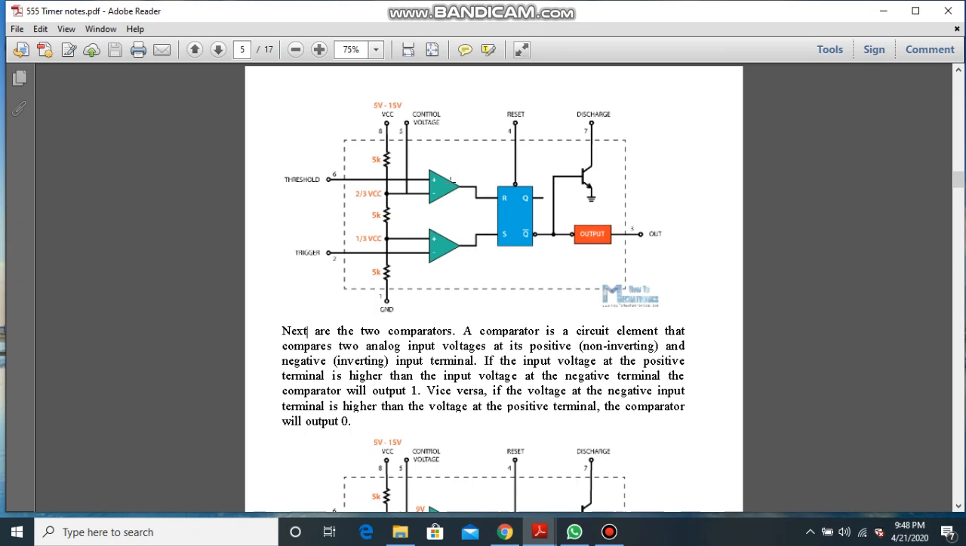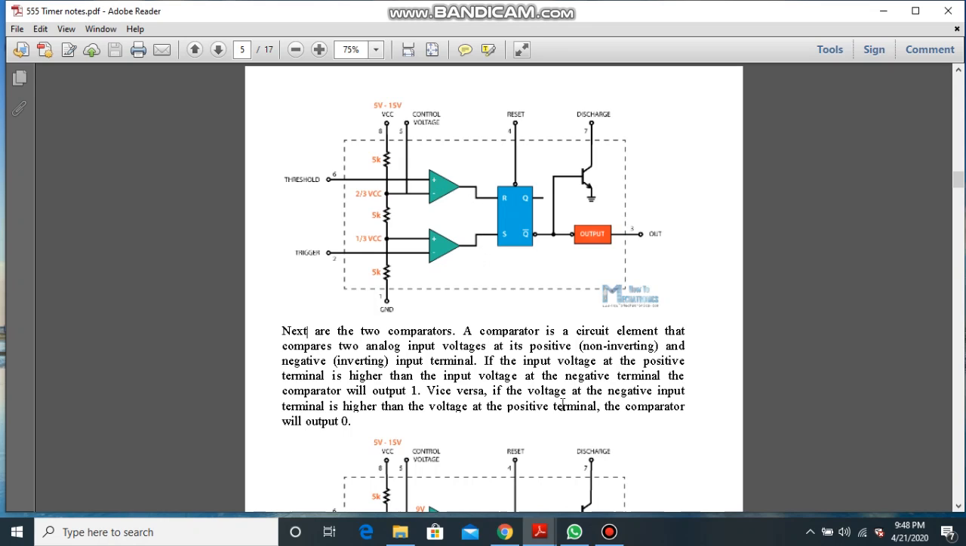Pin number 6 is connected to the upper comparator. Pin number 2, trigger input, which is not compulsory to connect, is connected to the lower comparator. If the input voltage at the positive terminal is higher than the input voltage at the negative terminal, the comparator output will be 1. This is plus and minus. Minus is fixed at 2/3 VCC. If the pin number 6 threshold voltage goes above this 2/3 VCC, then the upper comparator output will be 1, otherwise it will be low.